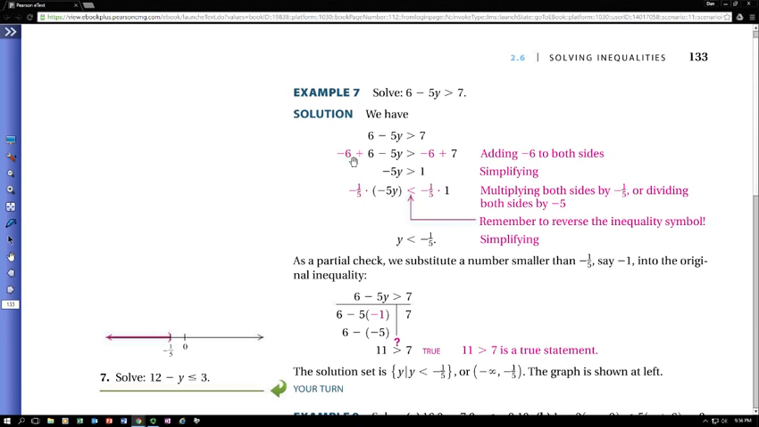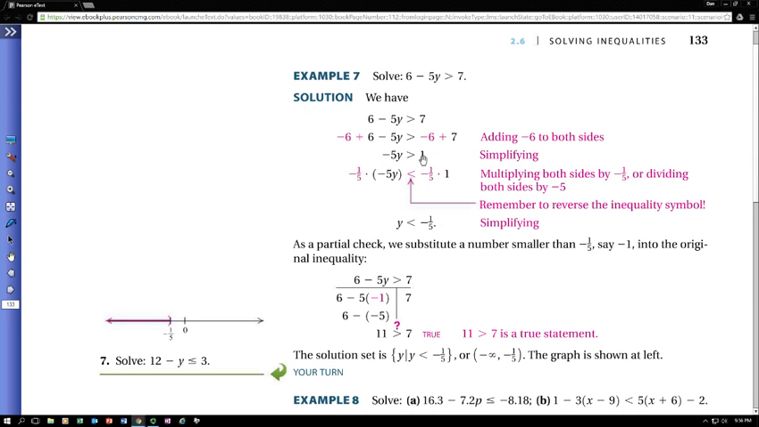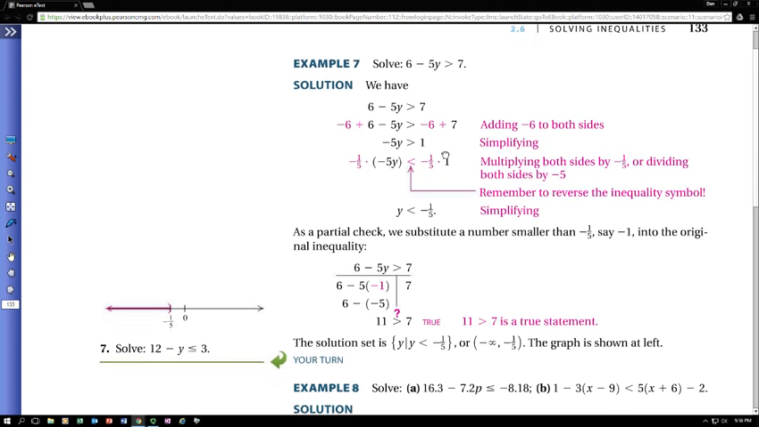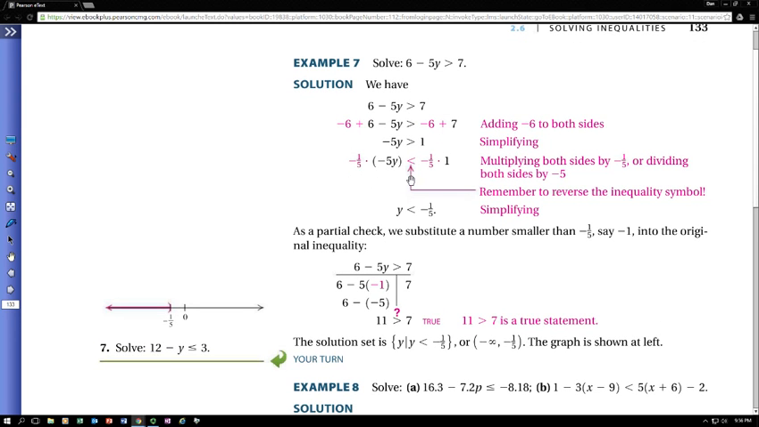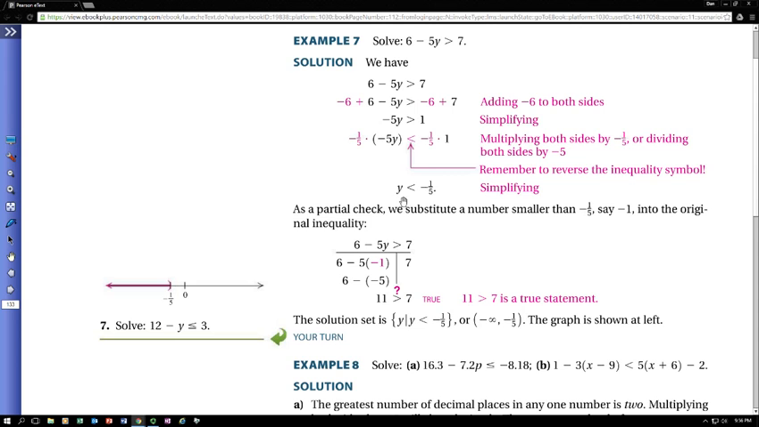So in this case, they add a negative 6 to 6, which is 0. 0 minus 5 minus 5y is a negative 5y. Negative 6 over here. I end up with this new equivalent inequality. In other words, the solution set to this one is the same as this because I followed the rules and did that. Well, the next step involves the multiplication principle. I have to multiply by a negative, so I need to switch that inequality symbol. And I end up with y is less than negative 1/5.